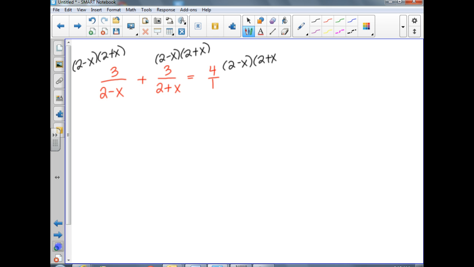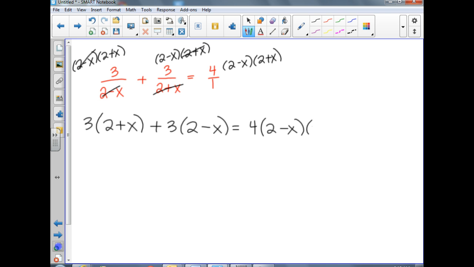So most of you are to the point where you can solve this problem. It's just getting the problem set up. That's the hard part. So if we cross out what's common here, the 2 minus x, we have 3 times 2 plus x, plus 3 times 2 minus x, equals, nothing crosses out over here, so we have 4 times 2 minus x, 2 plus x.